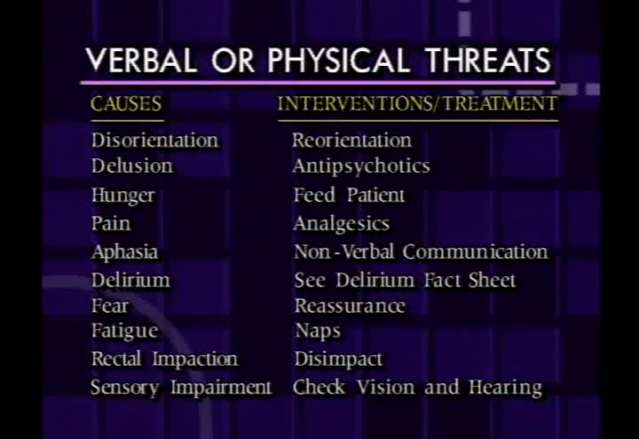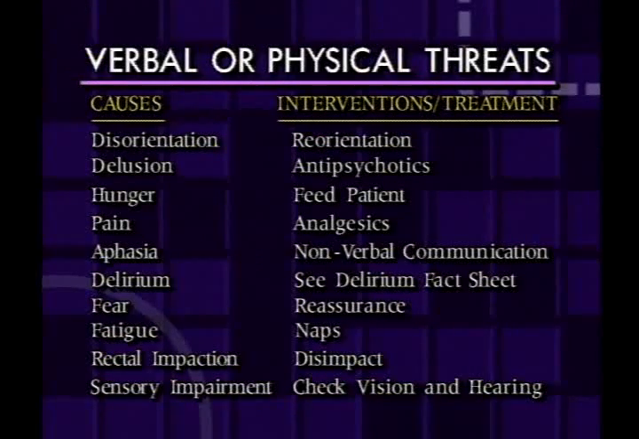One of the more distressing symptoms that patients manifest is threats, either verbal or physical. Why do patients all of a sudden become verbally or physically aggressive or assaultive? Well, there's a variety of reasons that you need to keep in mind. It may be that the patient is simply disoriented and can't remember where they are and who you are, in which case reorientation may go a long way to reassure them. Delusions. The patient may have false beliefs about who you are. They may think that you are their jailer rather than their nursing attendant, in which case antipsychotic medications may help quiet some of those delusions.